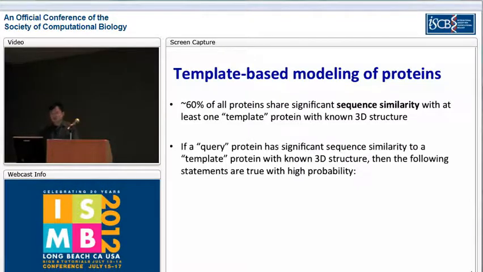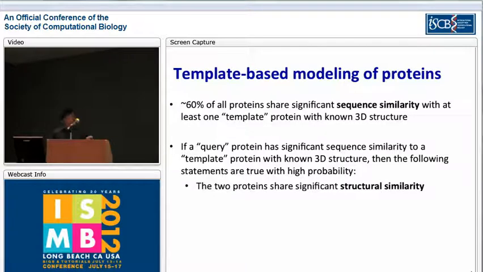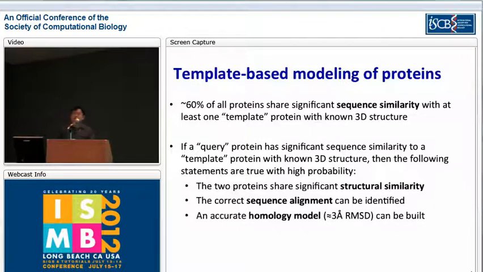And that's pretty good. Moreover, if for your protein of interest you can find significant sequence similarity with a template protein with a known 3D structure, then with very high probability the two proteins will share significant structural similarity, and this is known ever since the pioneering work of Chothia and Lesk back in the 80s. And this tells you that you can construct a good homology model using this template protein as a structural template. Moreover, with reasonably high probability, you can identify the correct sequence alignment between the two, and you can construct a good homology model based on these.